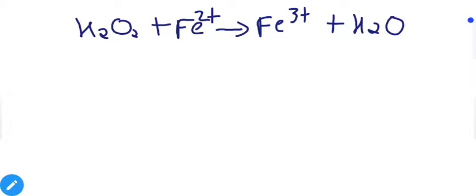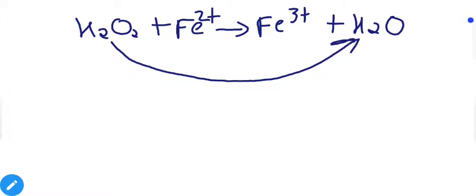Now in the second method, we have to split the reaction into two parts: the reduction half reaction and the oxidation half reaction. We already know the oxidation states. For H2O2, our change in oxidation state is -1 to -2, so it is a reduction reaction, and for Fe it is +2 to +3, so it will be an oxidation reaction. So let's separate these two half reactions.